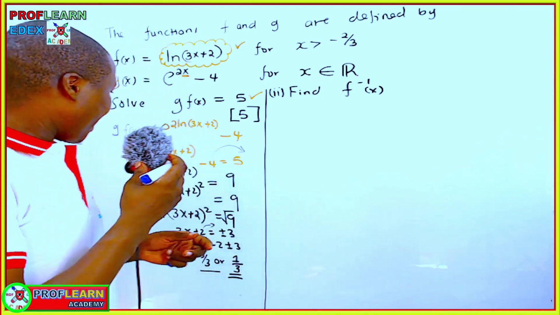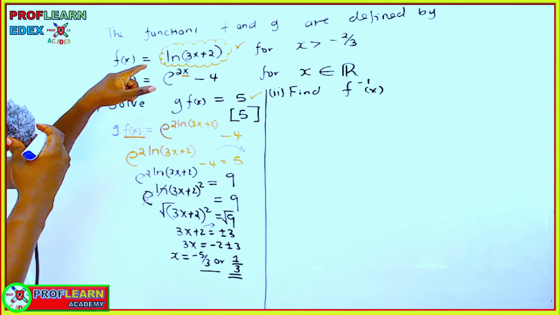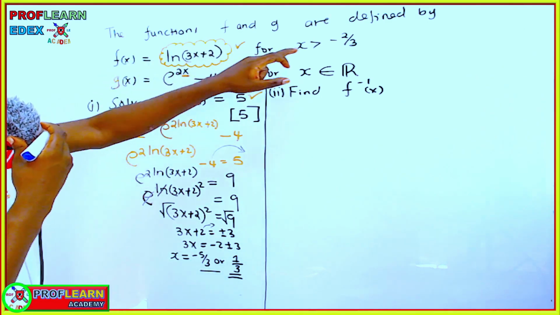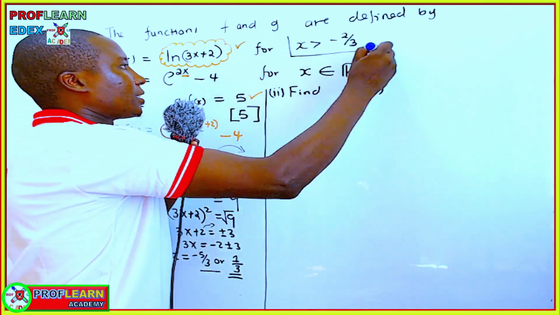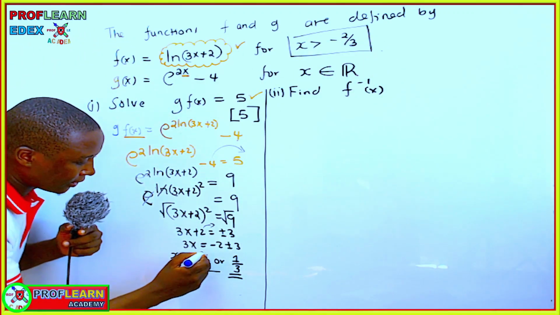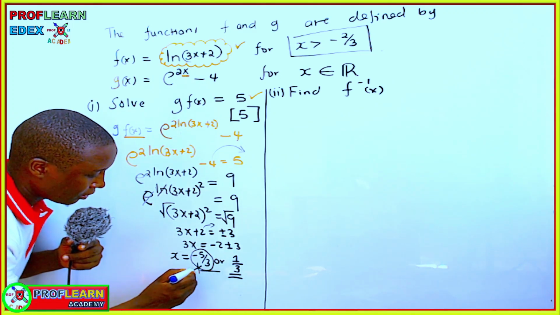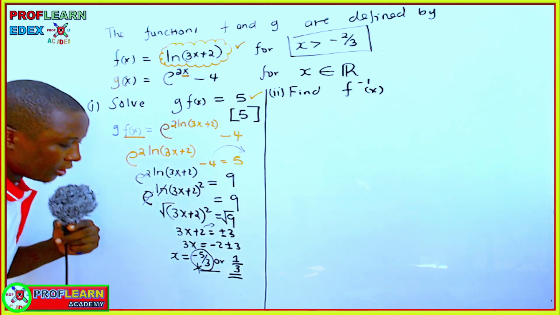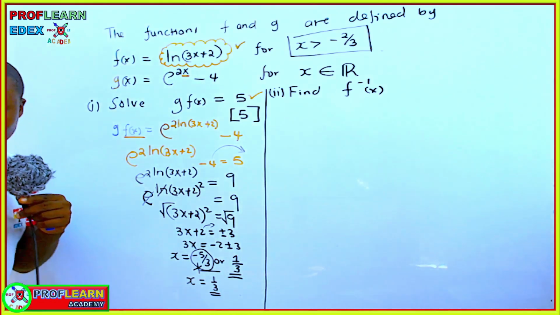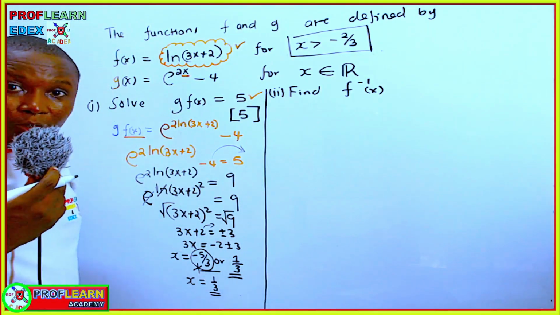But because for the function f of x, x must be greater than negative 2/3, there is no way our answer can take the value minus 5/3. So this one is going to be ignored. Our value of x in this question is 1/3, and you are supposed to leave it as 1/3.